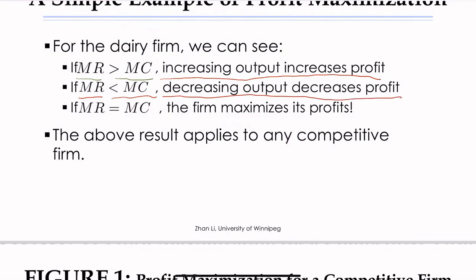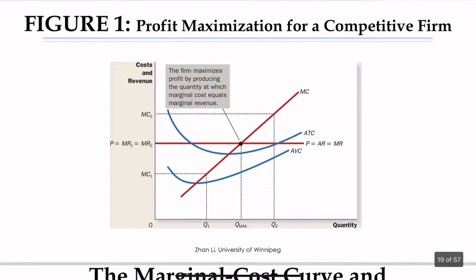Now, what is the right quantity to maximize this firm's profit? Well, it's the quantity at which marginal revenue equals marginal cost. So essentially, this tells you a firm's profit maximization condition is MR equals MC, marginal revenue equals marginal cost. Now, why do we have this result?